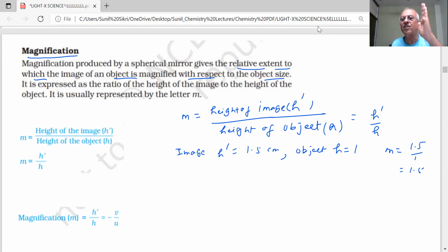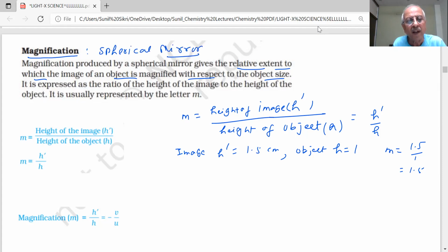The object is always placed upright. The object is always above the principal axis. But where is the image? Below. If it is below, it becomes negative. Magnification becomes negative. When magnification is negative, it means the image is inverted and below the principal axis. So it is a very good piece of information. And there is another formula to find the magnification. We are talking of magnification of spherical mirrors.